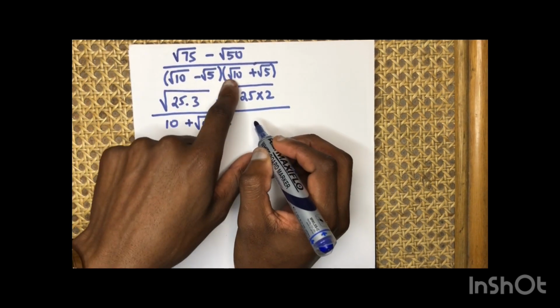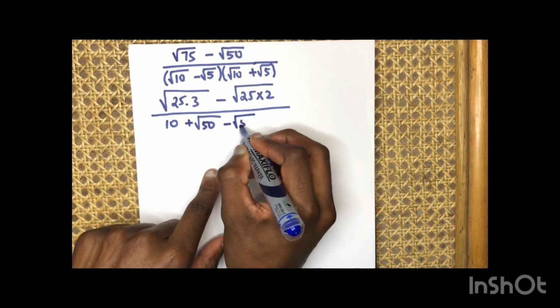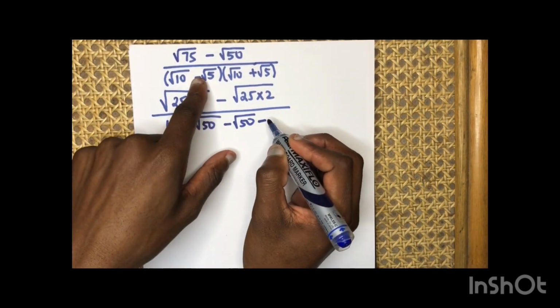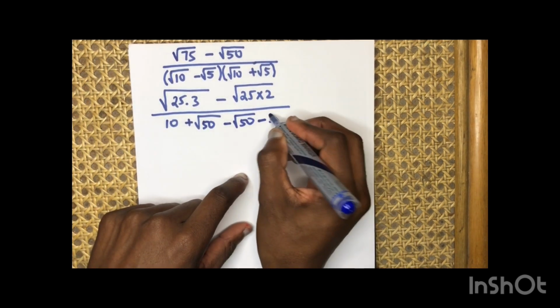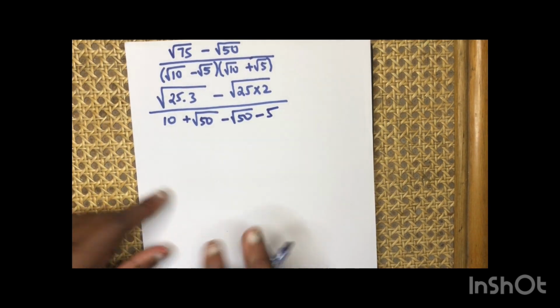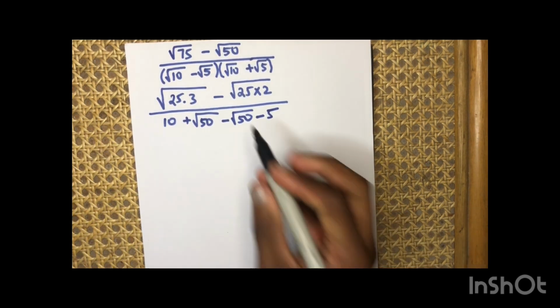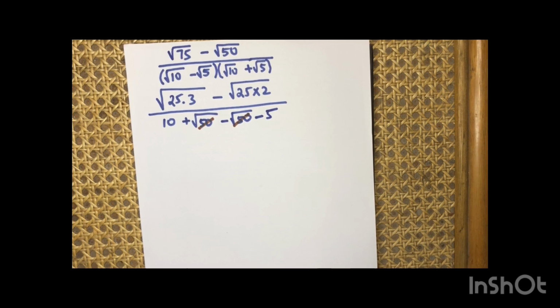Then root 5 times root 10, we get root 50 again. Then a negative times a positive, that's a negative. Then root 5 times root 5, you get 5. Okay, so then you need to ask yourself what will happen with root 50. So root 50 will cancel root 50.